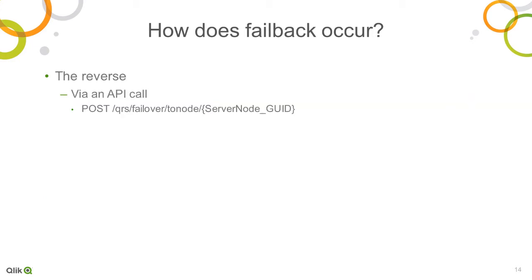So if you wanted to fail back, it's going to be the reverse. You'll send it back to the original node using the server node GUID. It's a relatively straightforward process, that part.